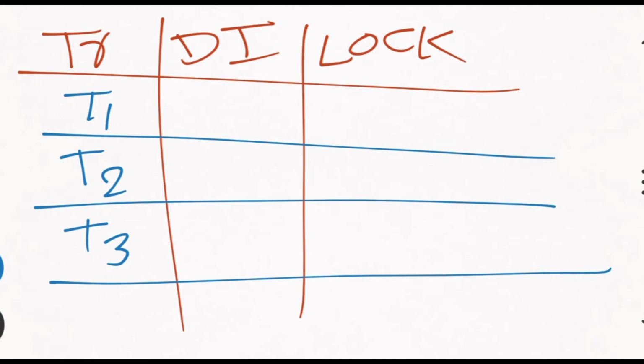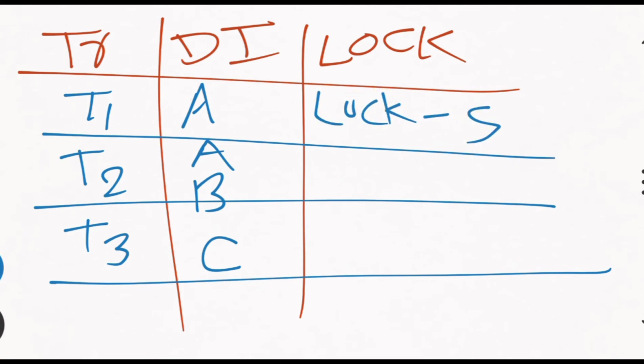Now transaction T1 is using data item A, transaction T2 is using data items A and B, and transaction T3 is using data item C. You can see transaction T1 is using data item A in a shared lock, that is lock S. Transaction T2 is using data item A in an exclusive lock, lock X.